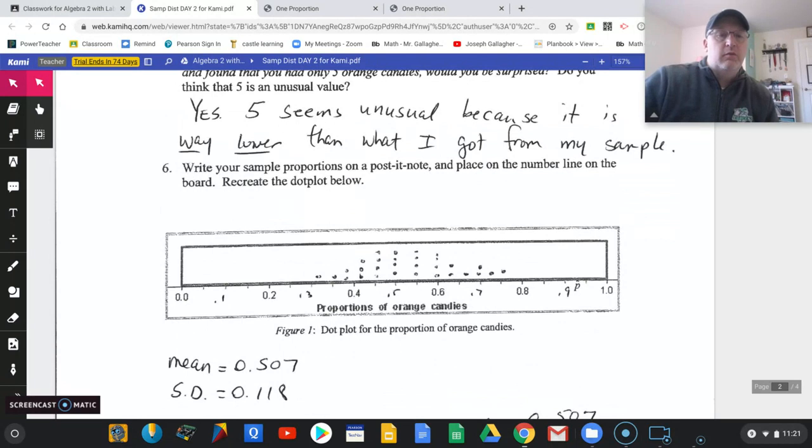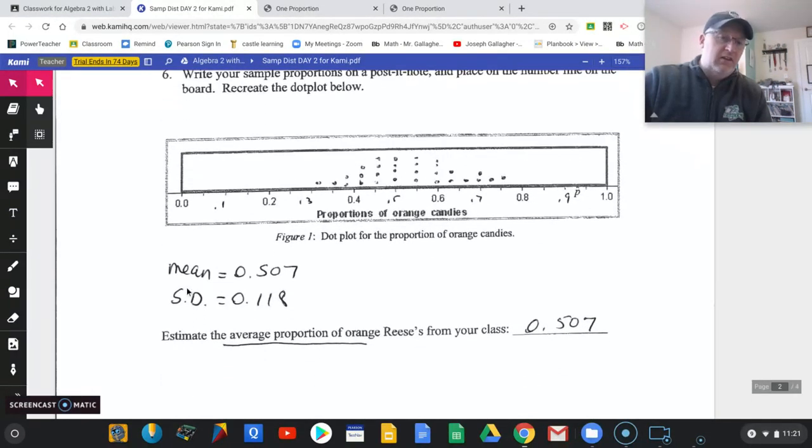So what we then did was we were going to put our sample proportion on a Post-it note like the last one. We're going to place it on a number line and put it up on the board. I did this already. I did a simulation and I wrote it out, and these are the numbers I got. So pause it if you need to, and you can jot those down. I actually did the summary statistics. I had a mean of 0.507, a standard deviation of 0.118. Now they wanted you to estimate the average proportion of orange, and 0.5 would be my estimate. I would get rid of the 0.07. I actually just used the exact number here because I had it.